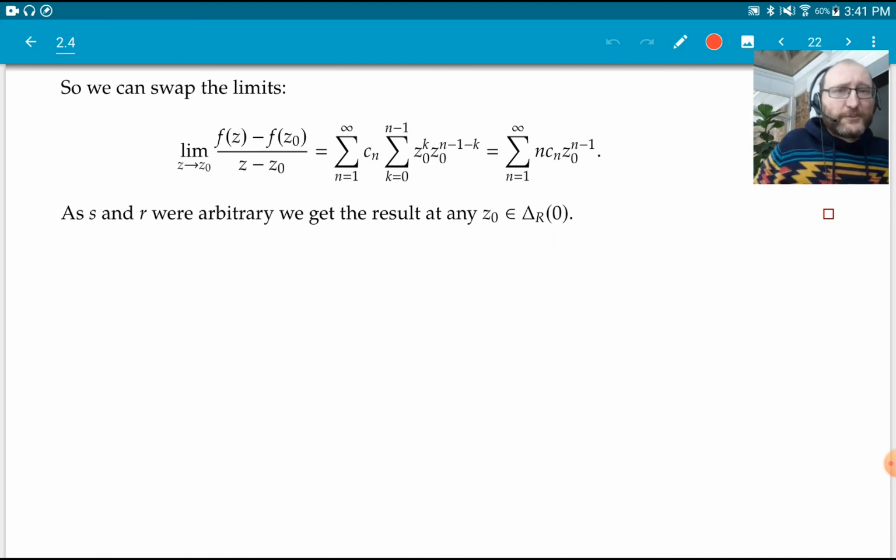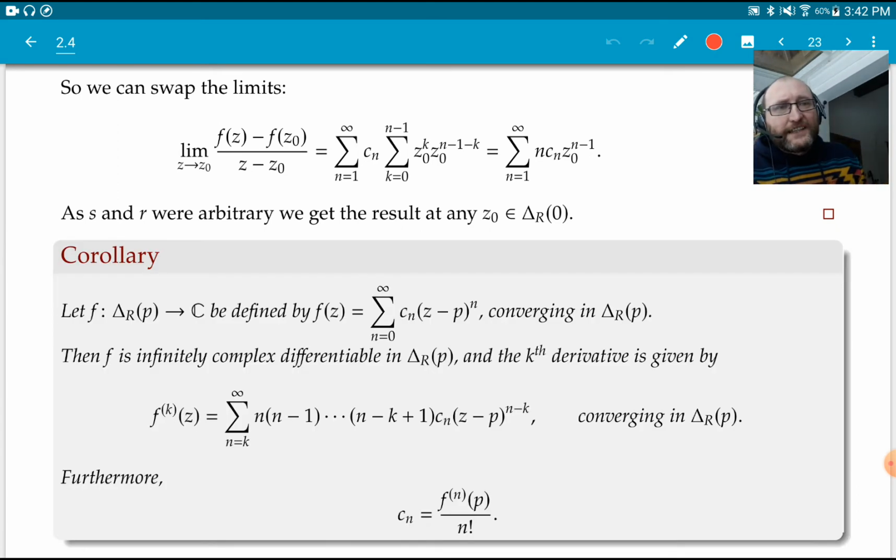S and R were arbitrary, arbitrary less than capital R. I mean, we'd get a different capital M in the proof, but it's the same result. So this will work for any z0. If I need a z0 close to the boundary, I just choose a larger S and R. And clearly the convergence is going to go at different rates, but it always works, just by choosing sufficiently large S and R, but still less than capital R.